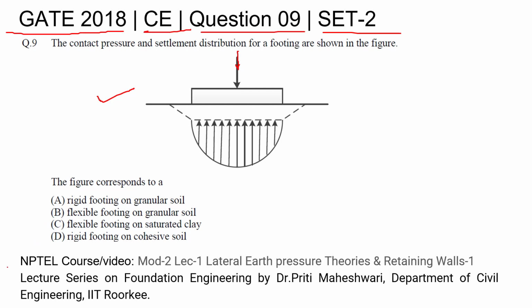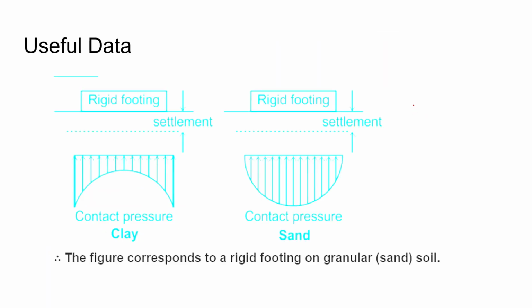For this question, you can refer to the NPTEL video lecture. This is a pretty common question in GATE, where you will get a foundation and there will be a column point load, and the soil condition will be different every time. According to the soil, the pressure bulb or the reaction of the soil will be generated, for which you have to answer. So I will be explaining all four conditions. You have to understand the concept and answer the question.